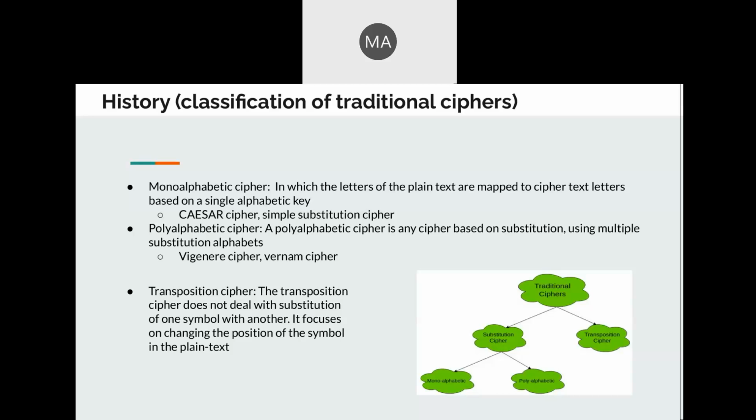In a substitution cipher, plain text contents get substituted based on some key value, and when the letters of plain text are mapped to cipher text letters based on a single alphabetic key, it is called a monoalphabetic substitution cipher. Similarly, when multiple alphabetic substitutions happen at the same time, that substitution cipher is called a polyalphabetic substitution cipher. In a transposition cipher, no such substitution happens, but the plain text alphabets get displaced, and the previous cipher that we encountered, the Scytale one, was an example of this transposition cipher.